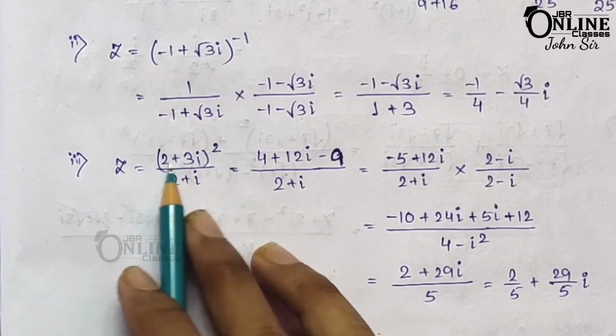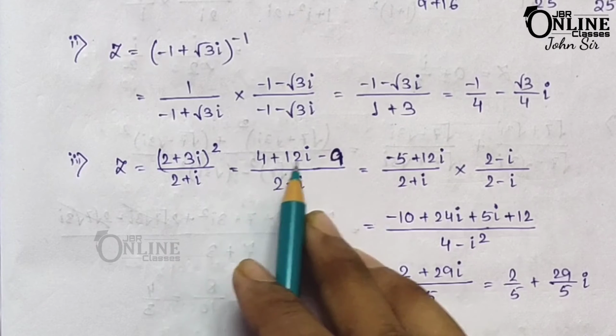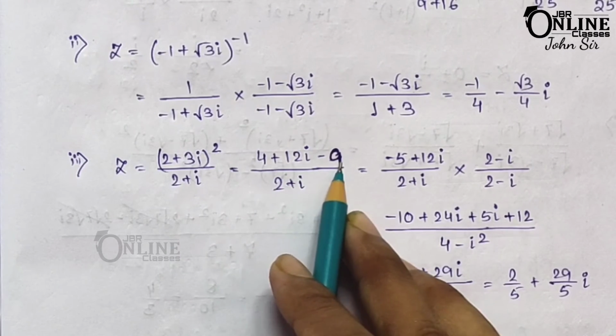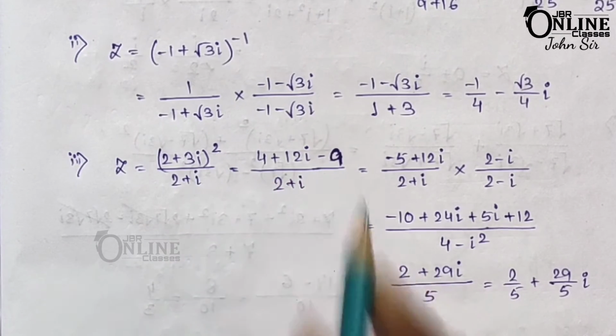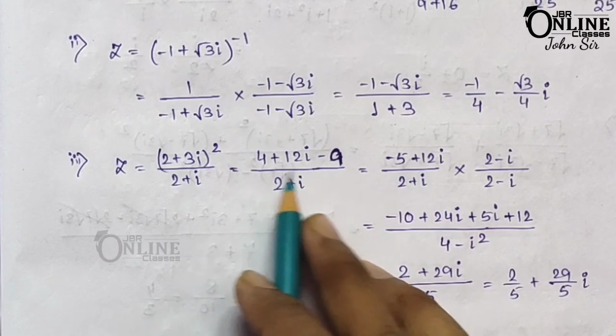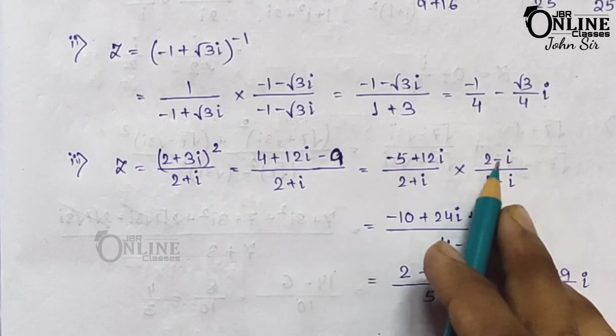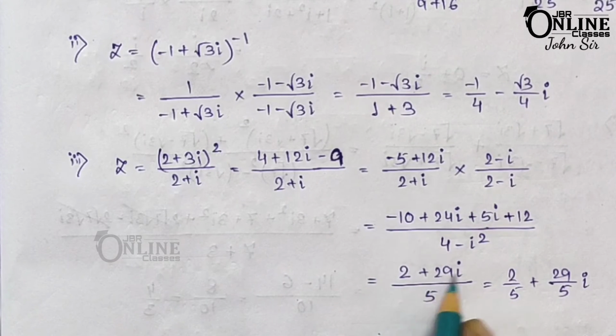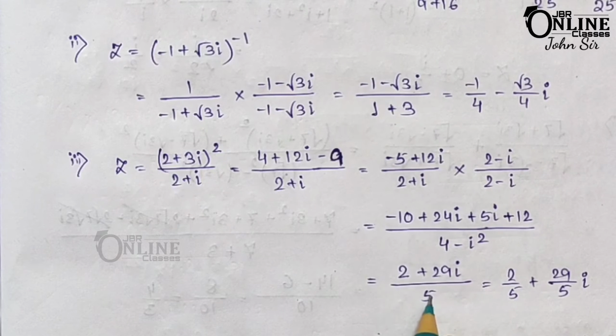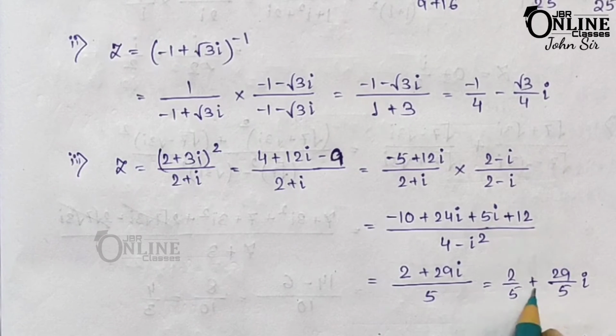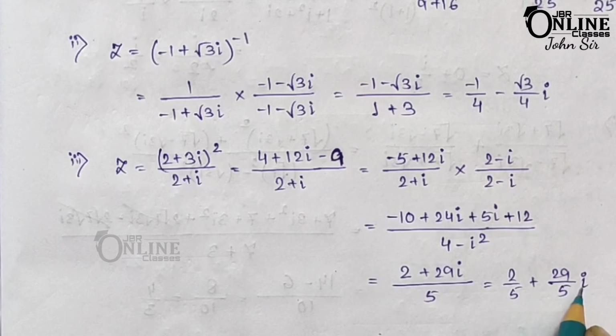So first you have to find the whole square of this one. 4 plus 12i, that will be minus 9, because i square means minus 1. So now you have to multiply with the conjugate of this one. So 2 minus i, 2 minus i. After multiplication you will get 2 plus 29i, and the lower one will be 4 plus 1, that will be 5. So 2 by 5 plus 29 by 5i is your answer.